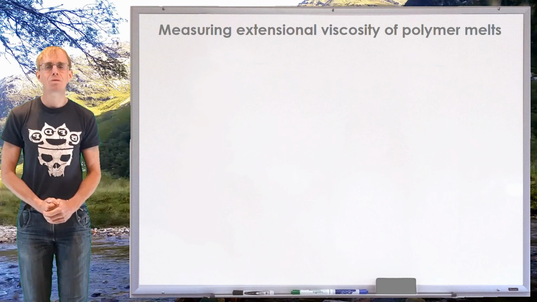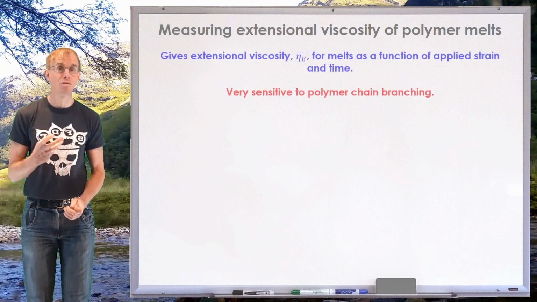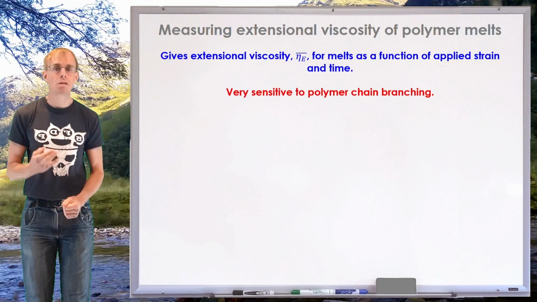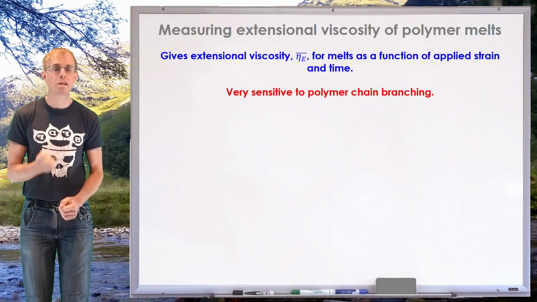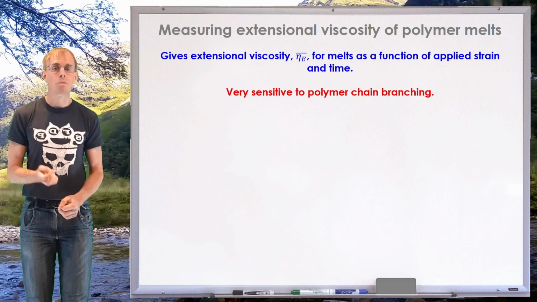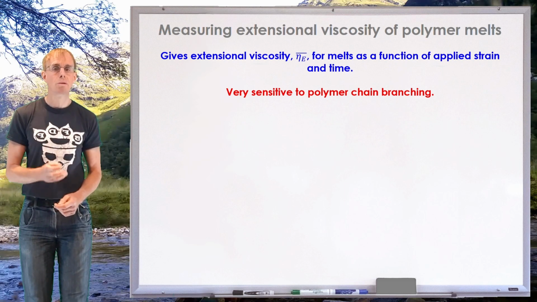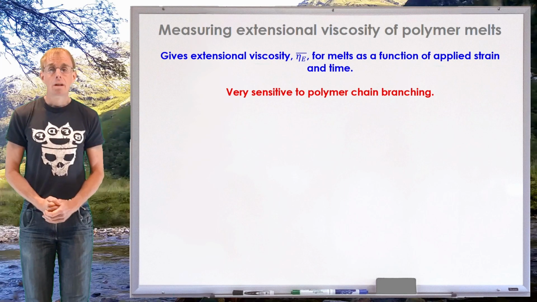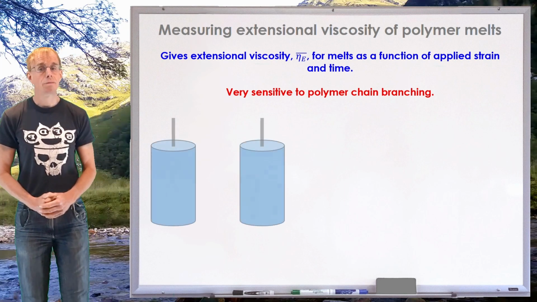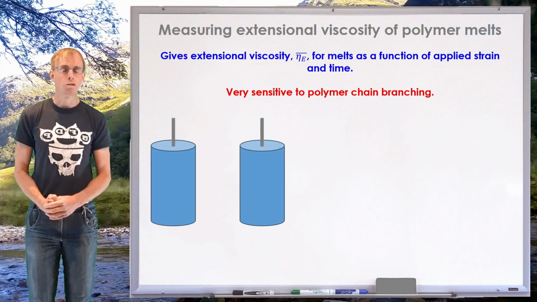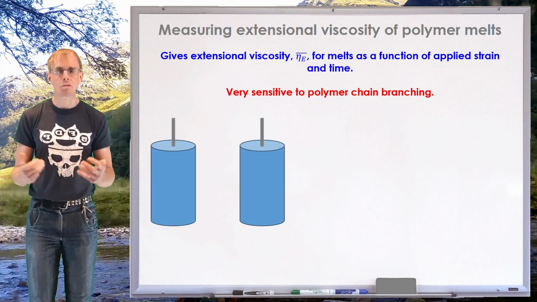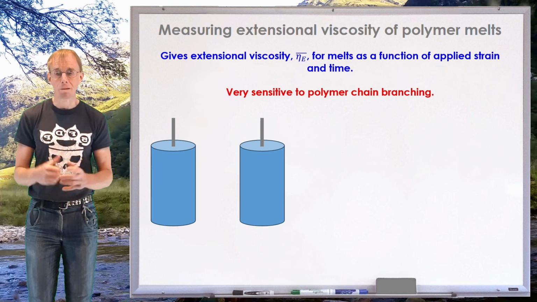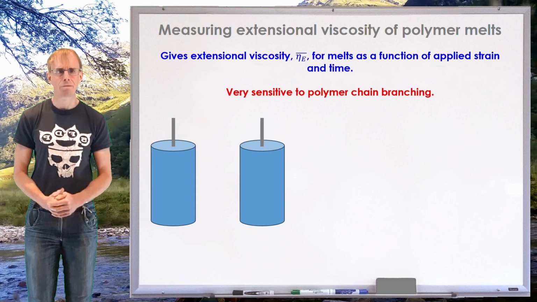So what we're going to do now is mention extensional viscosity again, but in the context of polymer melts, because measuring the extensional viscosity of polymer melts gives us a great deal of information about the degree of chain branching that we may or may not have within our polymer. Now, we need a slightly different experiment to measure the extensional viscosity of a polymer melt. We haven't got the amount of time to wait for surface tension to do its thing in deforming a polymer. It's going to take a very, very long time.